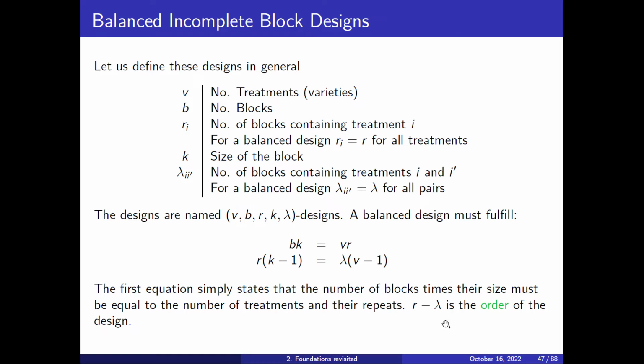Okay, so the order of one of these designs is r minus lambda. So r minus lambda, that is the number of blocks containing treatment i but not containing the pair, is the order of the design.